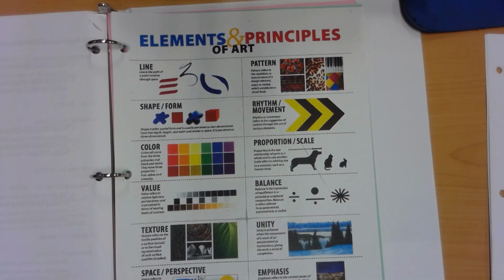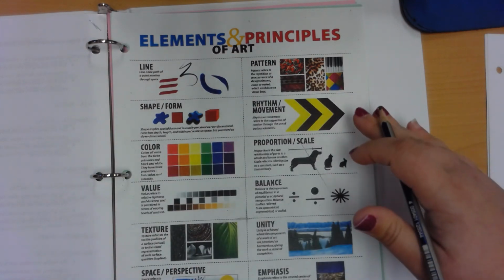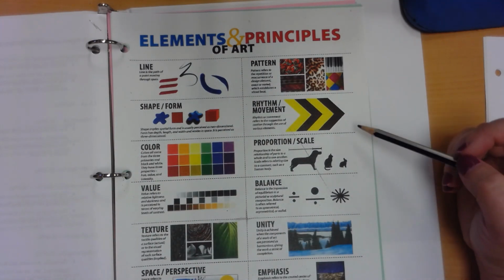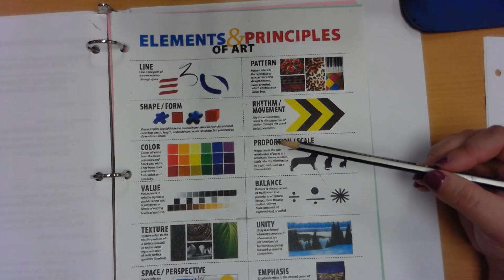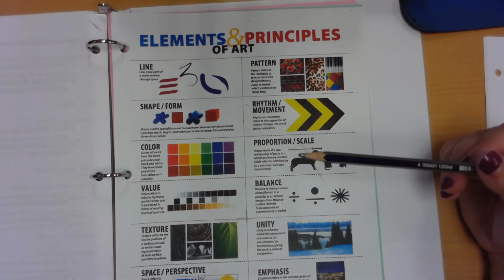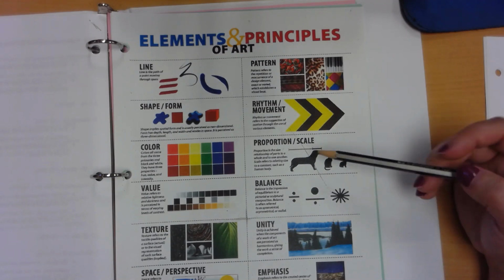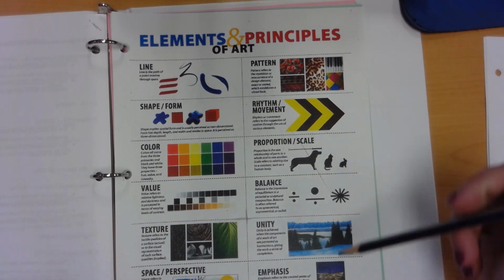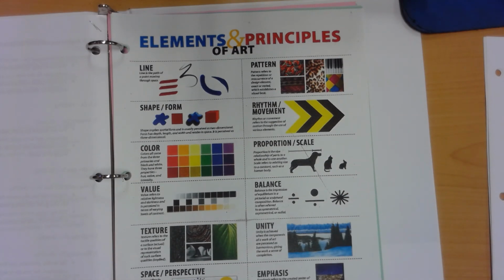In between projects, we usually work on improving a skill or focus on one of our elements or principles of art. So after a value drawing, we are focusing on proportion. Proportion is the size, relationship of parts to a whole and to one another. And we're going to be looking at human body proportion and specifically facial proportion.